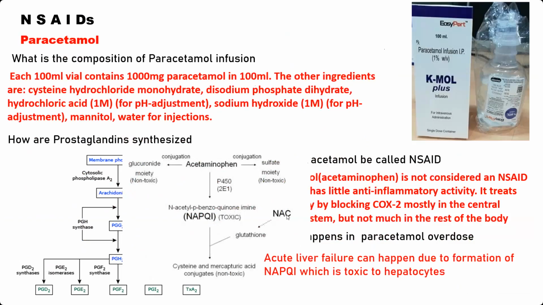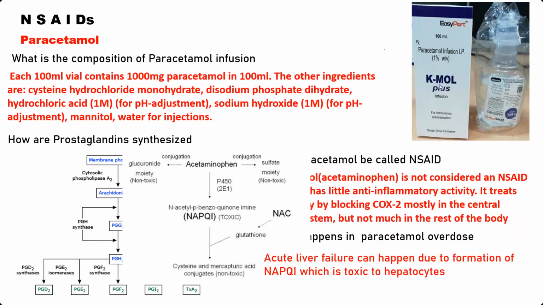This toxic product can be made non-toxic by adding glutathione, which will be improved by giving N-acetylcysteine. So one of the common treatments for paracetamol overdose is administration of N-acetylcysteine within how many hours? In 4 hours. 4 to 6 hours. Yes, before the maximum dose gets absorbed, you must give it so that glutathione availability is increased, and this toxic compound is made into non-toxic cysteine and mercapturic acid, and the liver failure can be prevented. So this is one of the common questions that you have to be aware of.